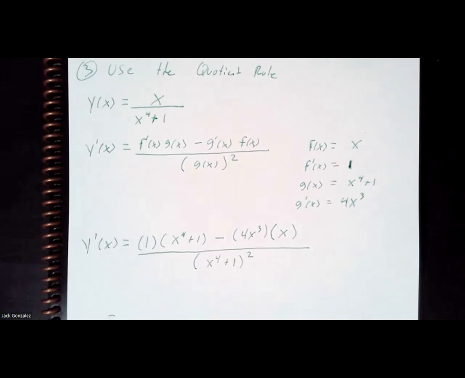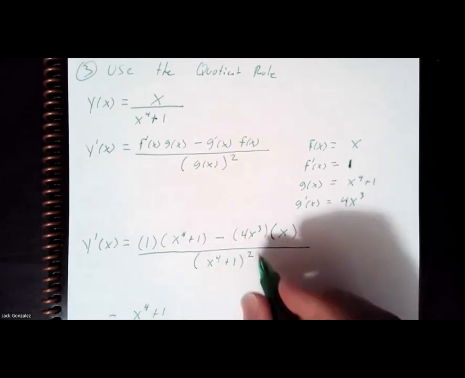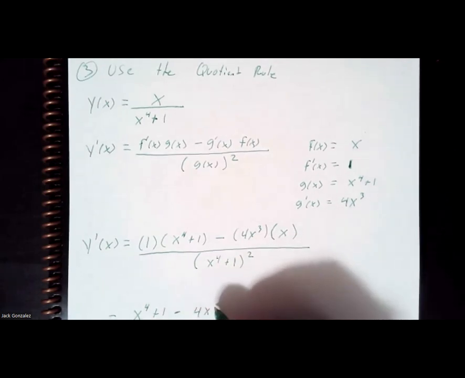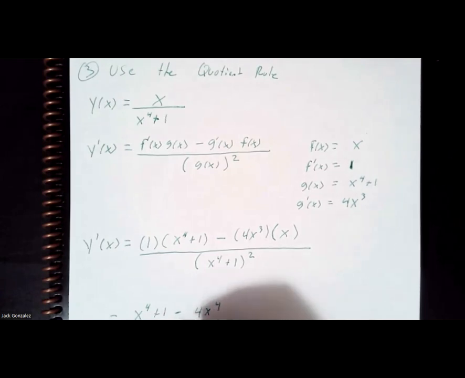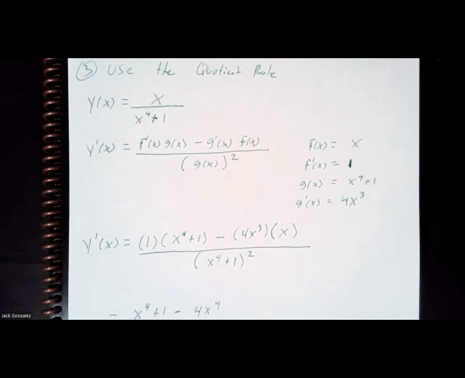That's the calculus step. So at this point, we just have some algebra. 1 times that is just itself, so who cares? Negative that times that is going to be negative 4x to the fourth over that guy, which will be negative 3x to the fourth plus 1 over x to the fourth plus 1 squared.